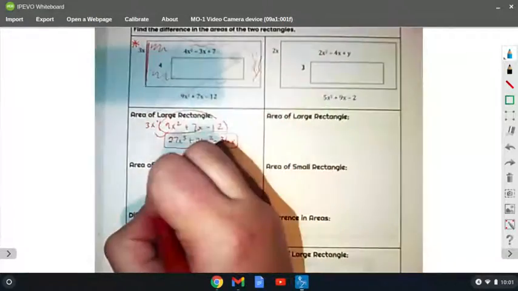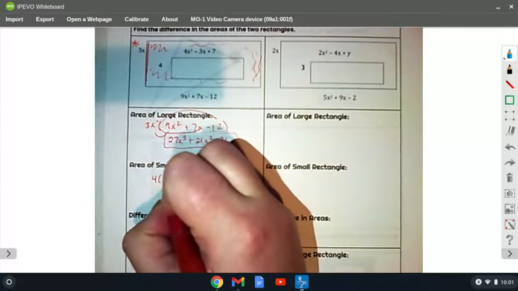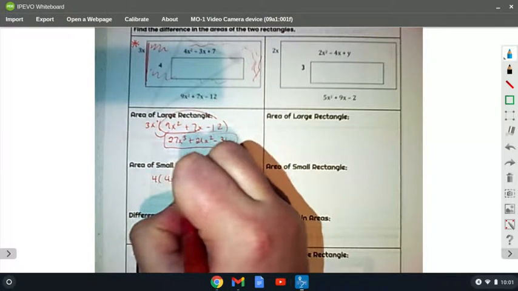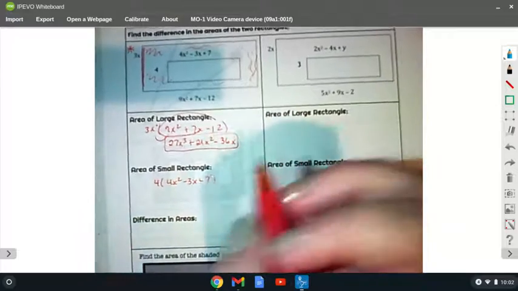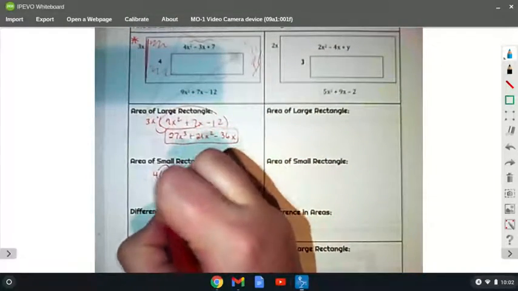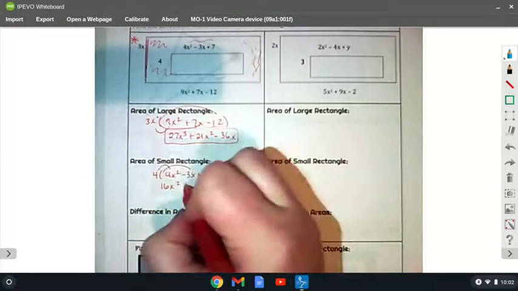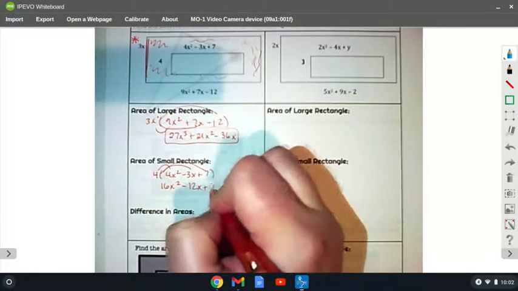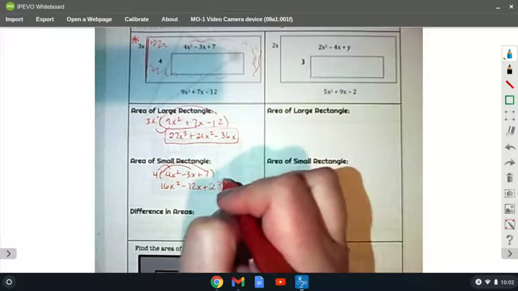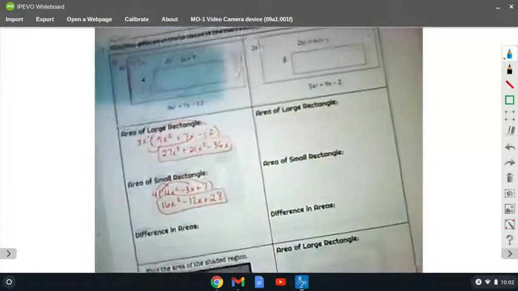Now I'm going to find the area of the small rectangle. So once again, length times width. So I have 4 times 4x squared minus 3x plus 7. Distribute here. That gives me 16x squared minus 12x and plus 28. This, once again, is in standard form.